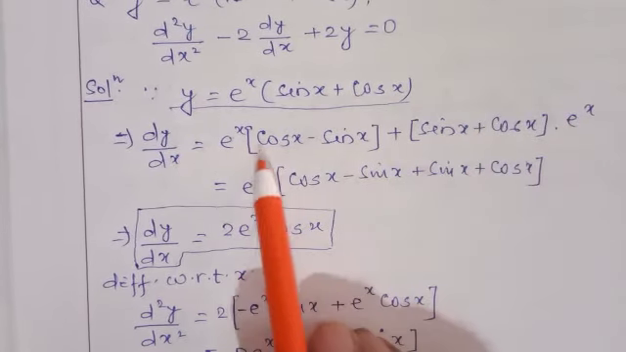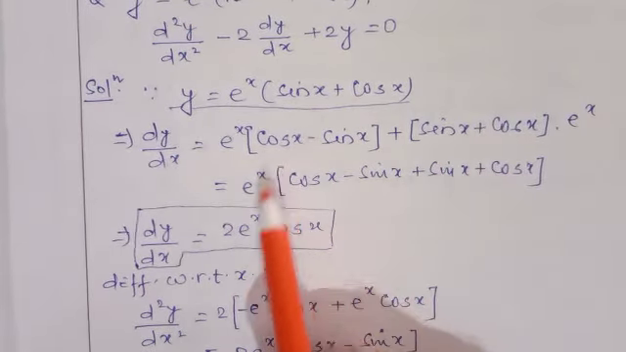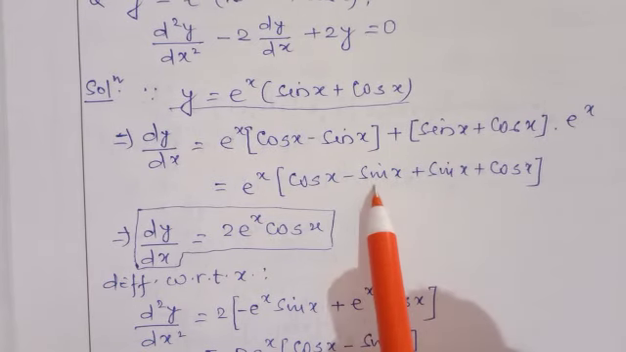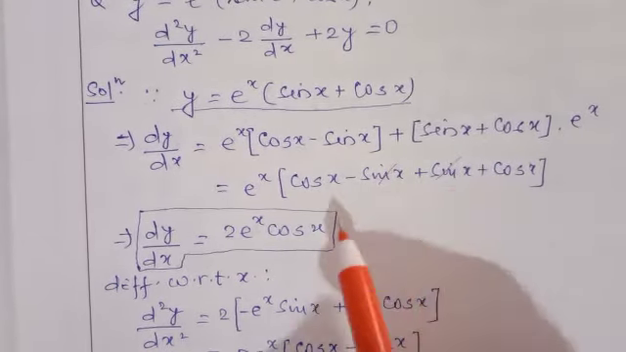So in both terms, take e to the power x common. See how much is left: cos x minus sin x plus sin x plus cos x. Minus sin x and plus sin x cancel here. Cos x plus cos x will be 2 cos x into e to the power x. So dy by dx will be 2 e to the power x cos x.